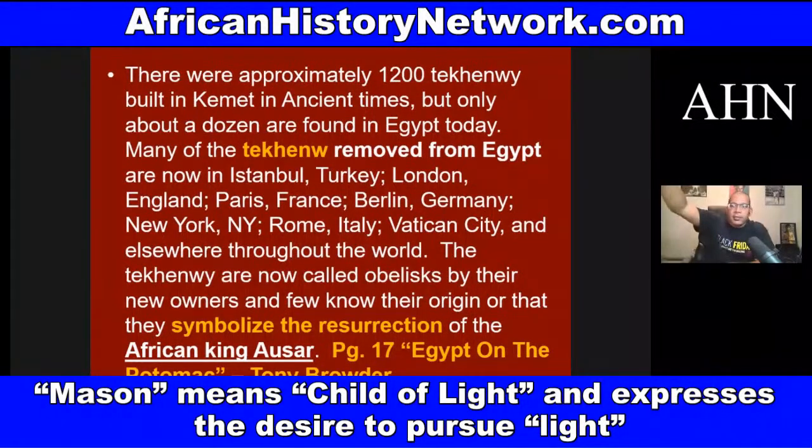So people will see these and not know that they're from Africa, either physically taken from Africa or that the symbol originally comes from Africa. They're just associated with wherever it is. Yeah, they're stolen. But they won't associate them with the Nile Valley region of Africa or with African people. So the Tekkenu are now called obelisks by their new owners, and few know their origin or that they symbolize the resurrection of the African king Asar.